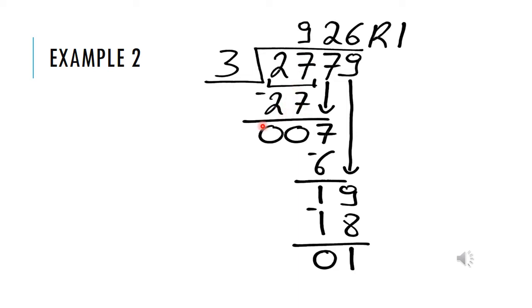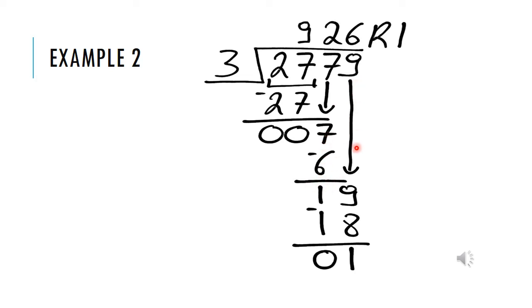In step 3, I should subtract. 27 minus 27 equals 0. Step 4, bring down the next digit, which is the 7. Now I have 7. I ask myself, how many 3's do I need to get 7 or almost 7? 3 times 2 is 6, 3 times 3 is 9. I have to use the 3 times 2. What's 3 times 2? It's 6. I place the 6 under the 7. I subtract them, I get 1.